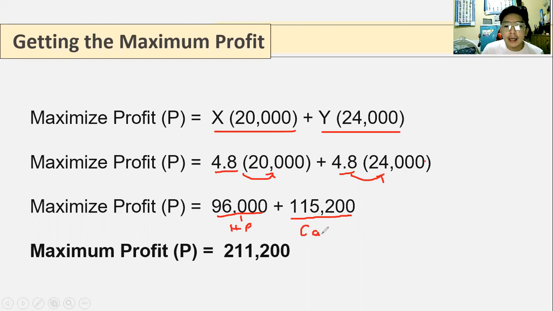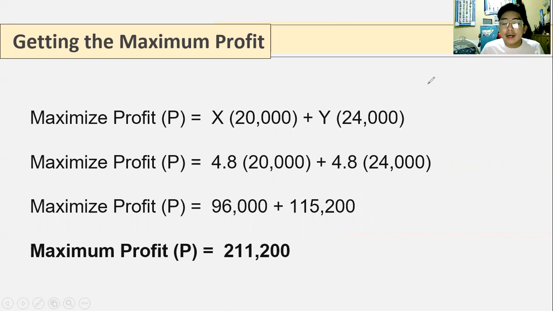And by adding these two, we would now get the maximum profit of 211,200 pesos. Profit for HP of 96,000. Profit for Canon of 115,200. Add up. We now have the maximum profit of 211,200 pesos. Okay.